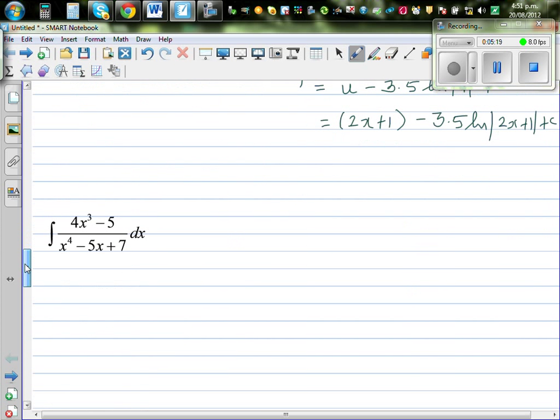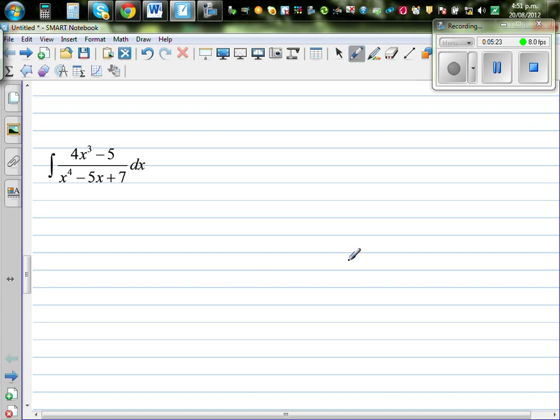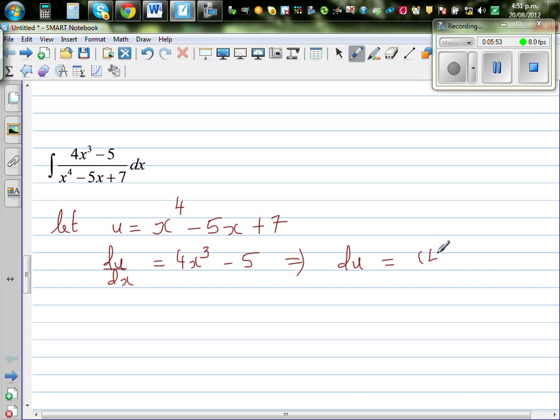Okay, now the final question, you want to integrate this. Again, we're going to do the same substitution. Let u be equal to the denominator, which is x to the power of 4 minus 5x plus 7. Do the same thing: du by dx is 4x cubed minus 5. So multiplying both sides by dx, I can say du is equal to 4x cubed minus 5 dx.